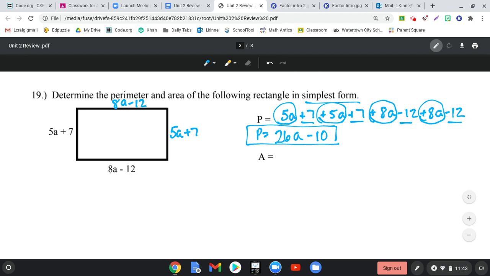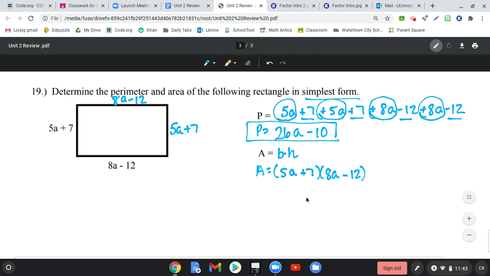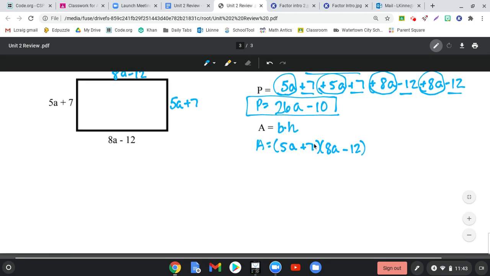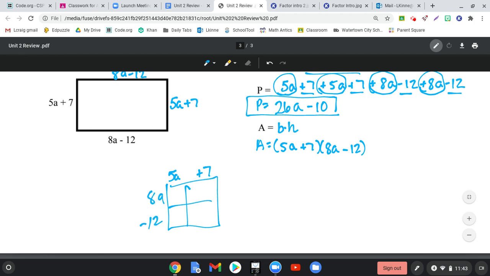All right, area is length times width, or base times height. It's multiplication, so you can switch the order because of the commutative property, but I'm going to do the 5a plus 7 times the 8a minus 12. Again, you could do the double distribution because you got to make sure you multiply the 7 through and the 5. So the box method might be a nice way to go. 5a and positive 7 in that column, 8a and negative 12.